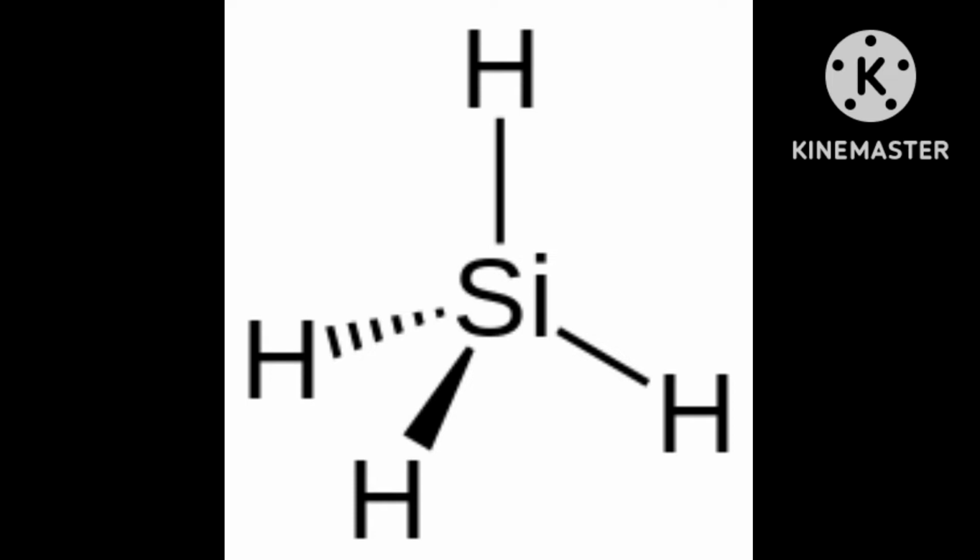In the Lewis structure, you know that 8 electrons are required for stability. Then diborane, that is B2H6, is an example of an electron deficient hydride. This is an example of electron deficient hydride.